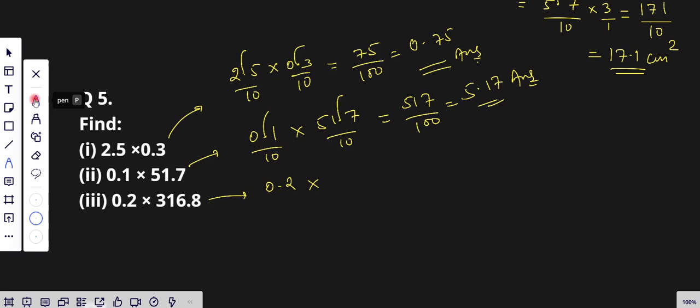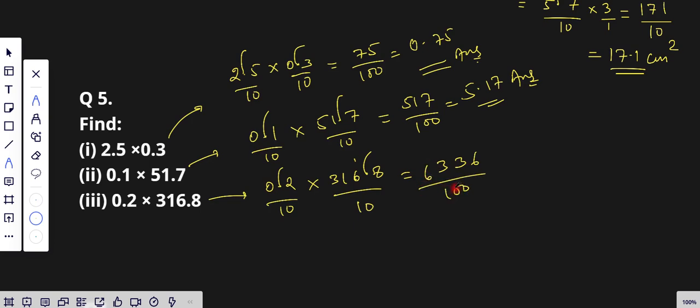So 0.2 when multiplied by 316.8, you just remove this decimal and you will get 10 here. Similarly, remove this and you will get 10 here. Now multiply 2 with 3168, so you will get 2 8s are 16, carry 1, 6 2s are 12, plus 1 13, 2 1s are 2, and 3, and 3 2s are 6, divided by 100.